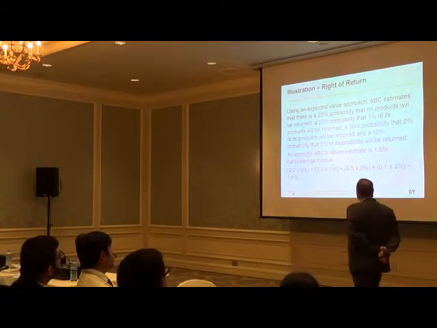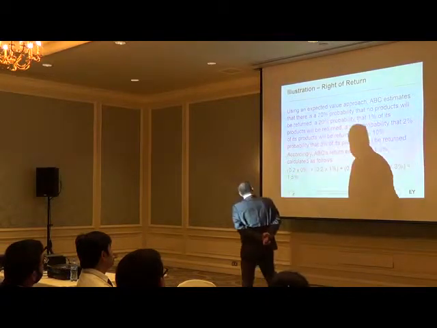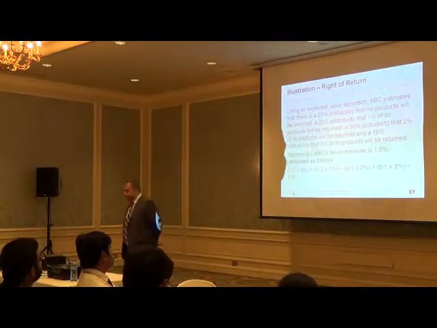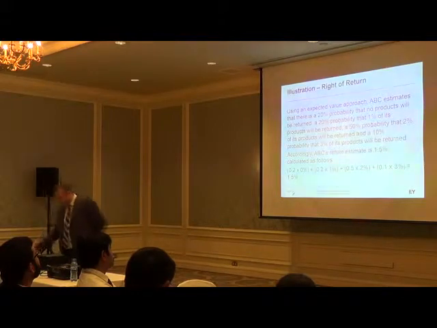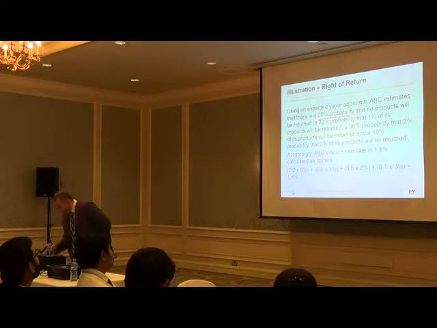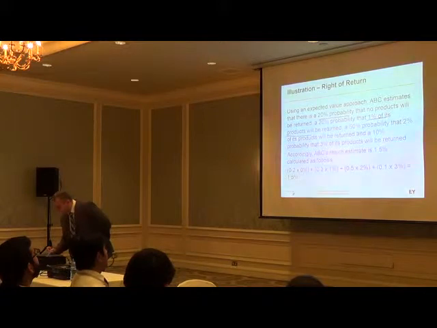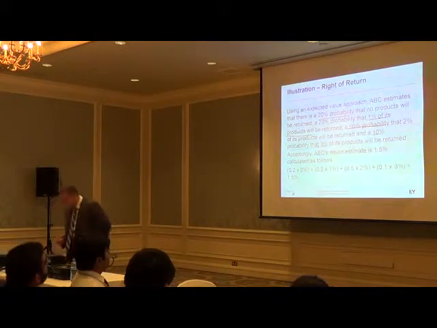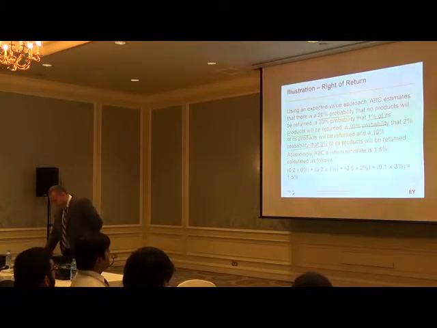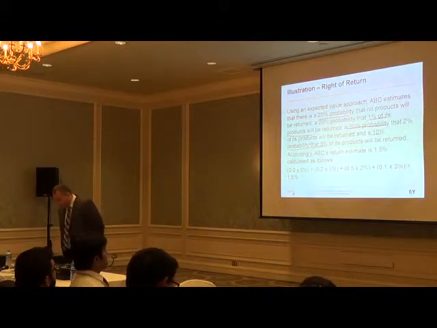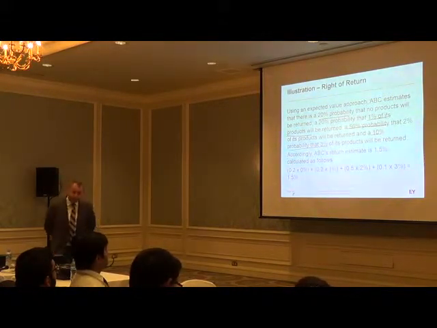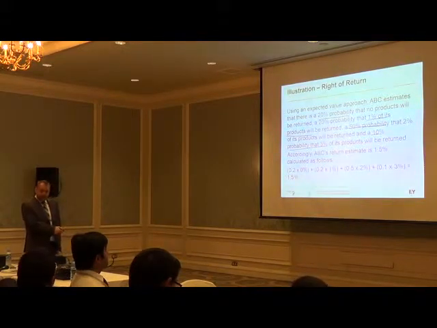Here is an example, okay? Using an expected value approach, ABC estimates that there is a 20% probability that no products will be returned, a 20% probability that 1% of its products will be returned, a 50% probability that 2% of its products will be returned, and a 10% probability that 3% of its products will be returned. ABC's estimate is 1.5%, calculated as follows. See, so they take the weighted average.